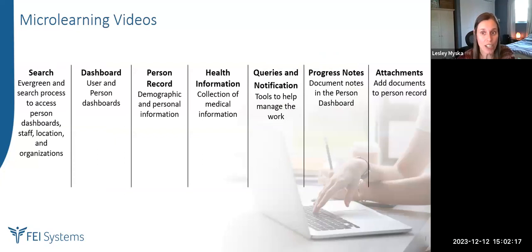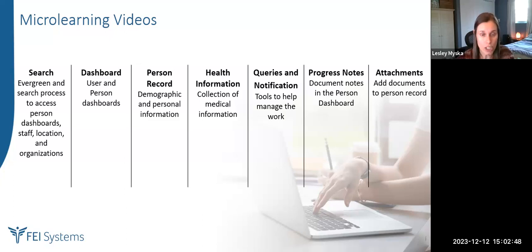Prior to this training, you should have watched the Evergreen microlearning videos. If you have not yet watched them, don't worry, there's still time. They are available out on our Evergreen project website at maine.gov/dhs/EIS/Evergreen. These videos will provide training for the following topics: search, how to use the search function to access person records, staff, location, and organization records if your role allows.